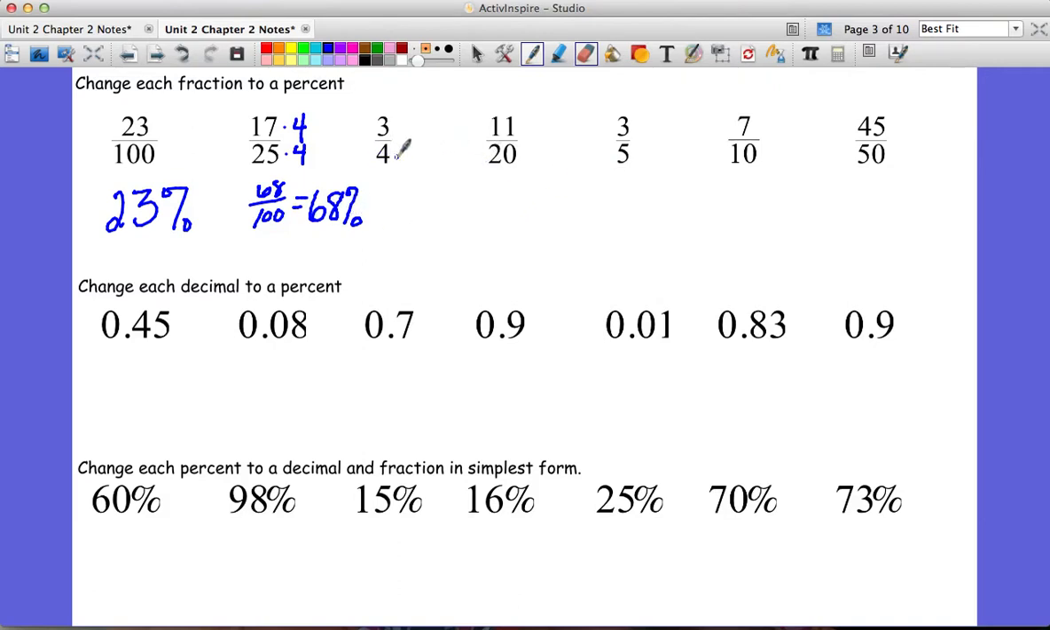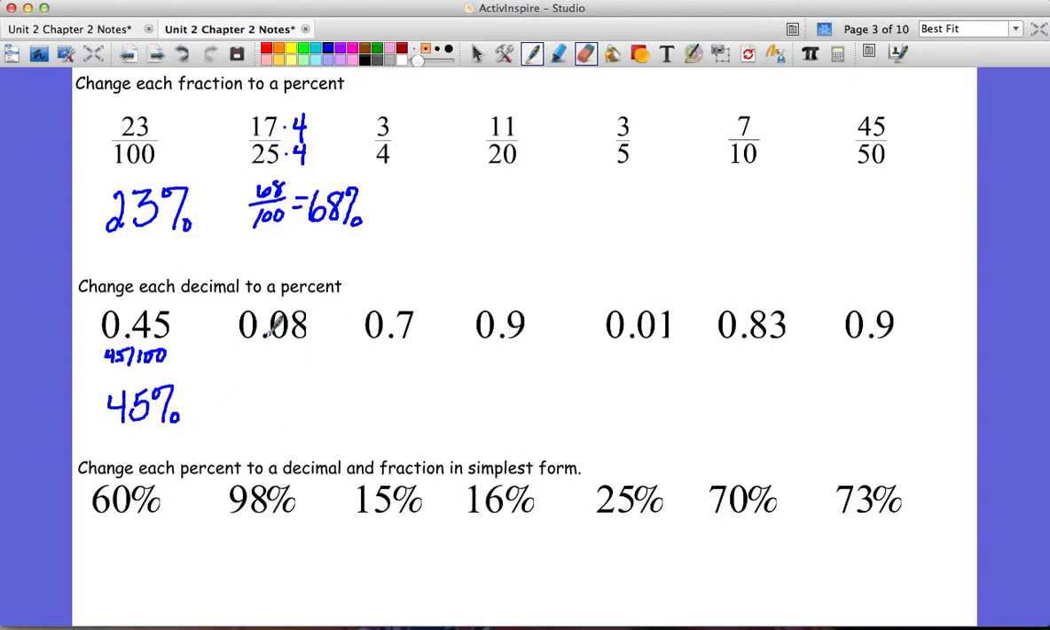So we're only working with the nice fractions that allow us to get to 100. We will cross the other fractions later on. But for now, I want you to solve the rest of these. I want you to turn them all into percents. And then you're going to change each of these decimals to a percent. So you know that 45 hundredths, since as a fraction it means 45 out of 100, you know that this is 45%.